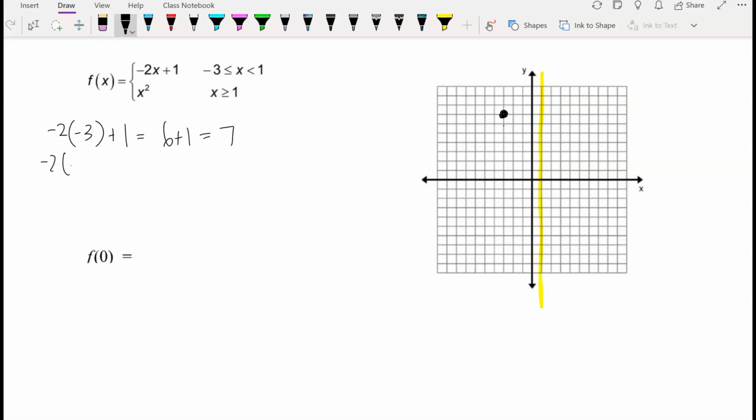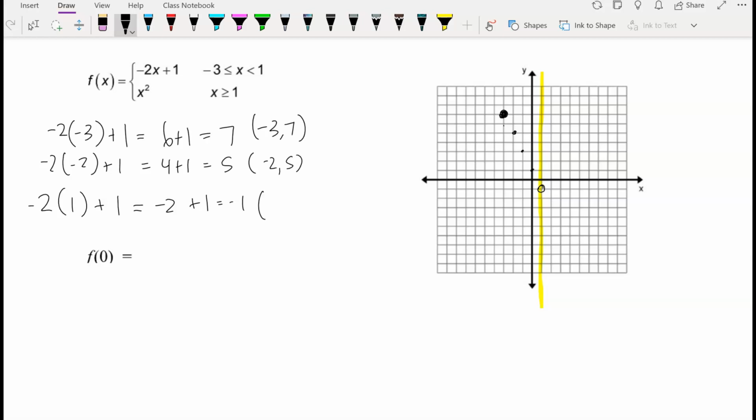Then we find negative 2. So negative 2 times negative 2 is 4, plus 1, that's going to be 5. So down 2 over 1, down 2 over 1, down 2 over 1. Then we'll find out what 1 is. So negative 2 times 1 is negative 2, plus 1, which is negative 1. So negative 3, 7, negative 2, 5, and 1, negative 1.